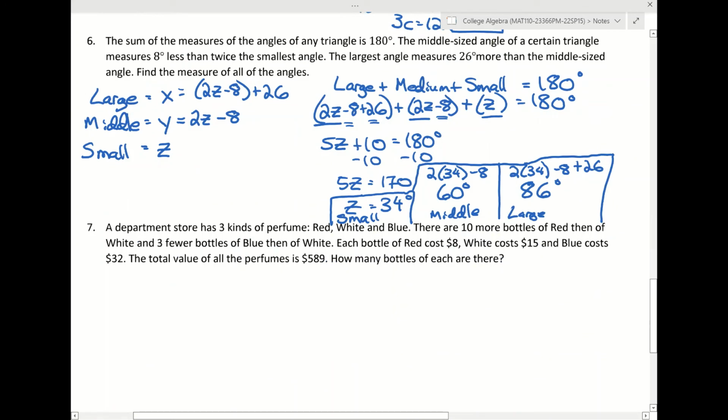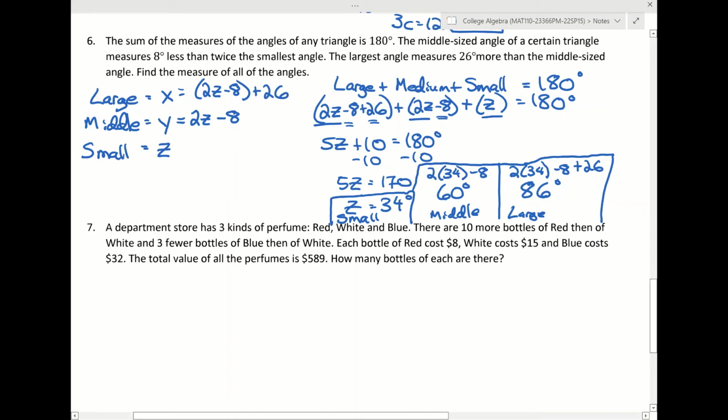All right, so I have one more problem left for us tonight. A department store has 3 kinds of perfume. We have red, white, and blue. There are 10 more bottles of red than of white and 3 fewer bottles of blue than of white. Each bottle of red costs $8, white costs $15, blue costs $32. The total value of all perfumes is $589. How many bottles of each are there?